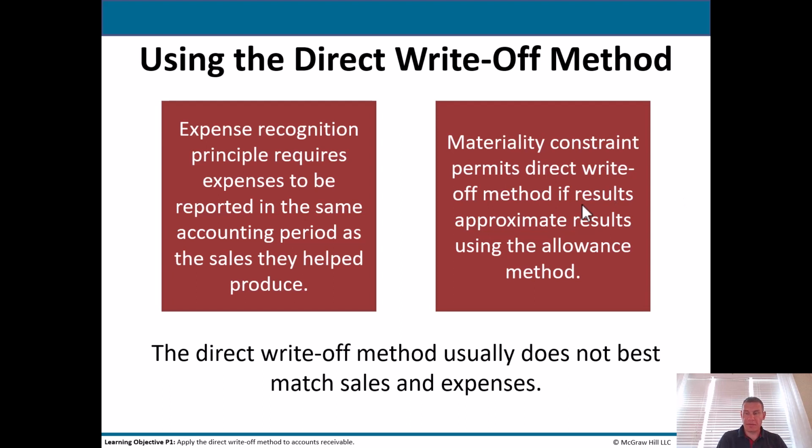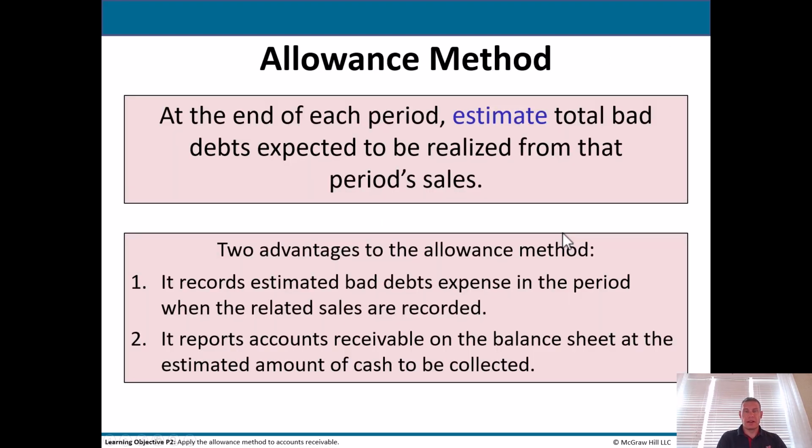The direct write-off method usually does not best match sales and expenses, which is why, to be honest, no one really ever uses this. Most companies use the allowance method. So let's talk a little more about the allowance method.